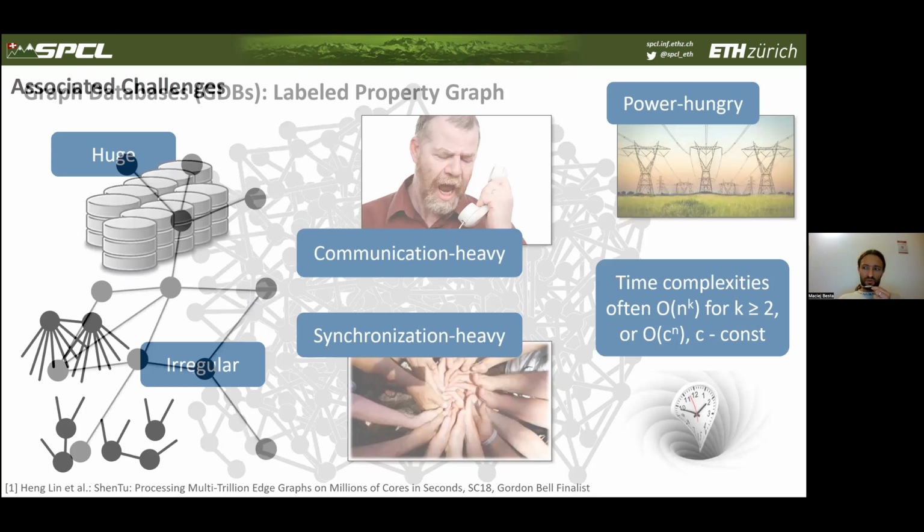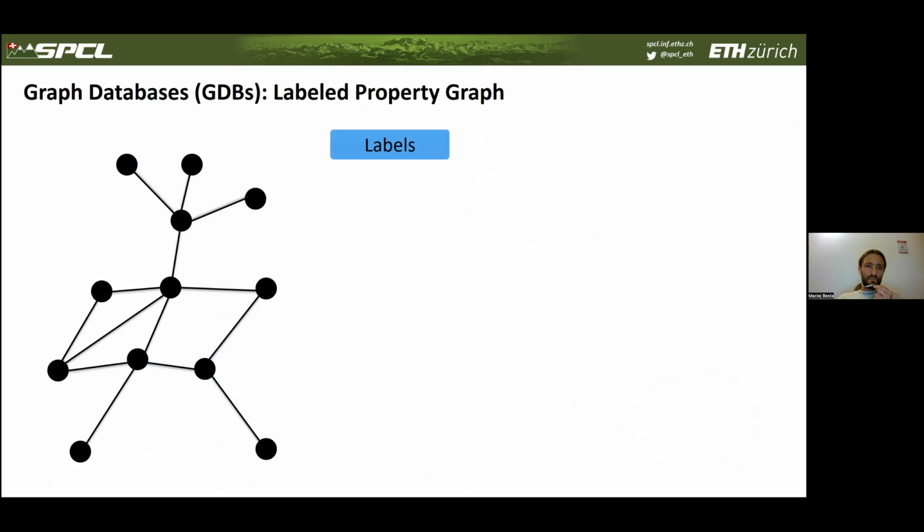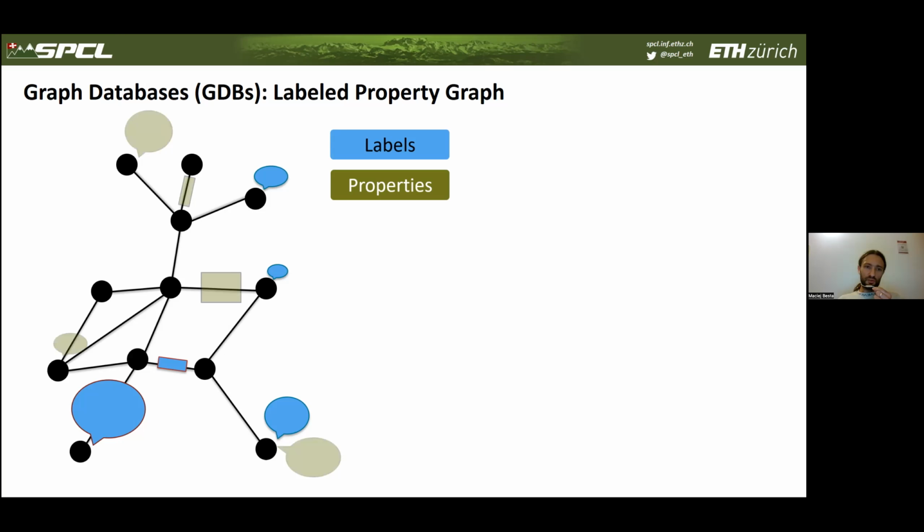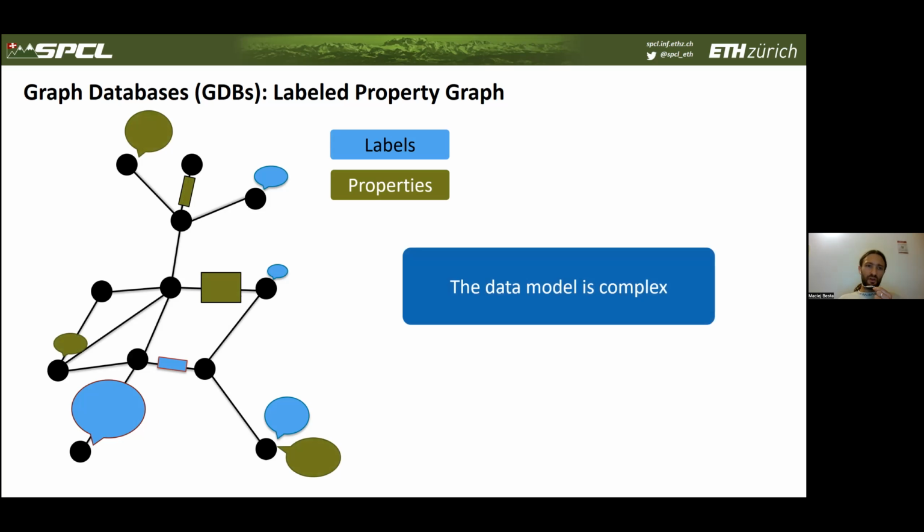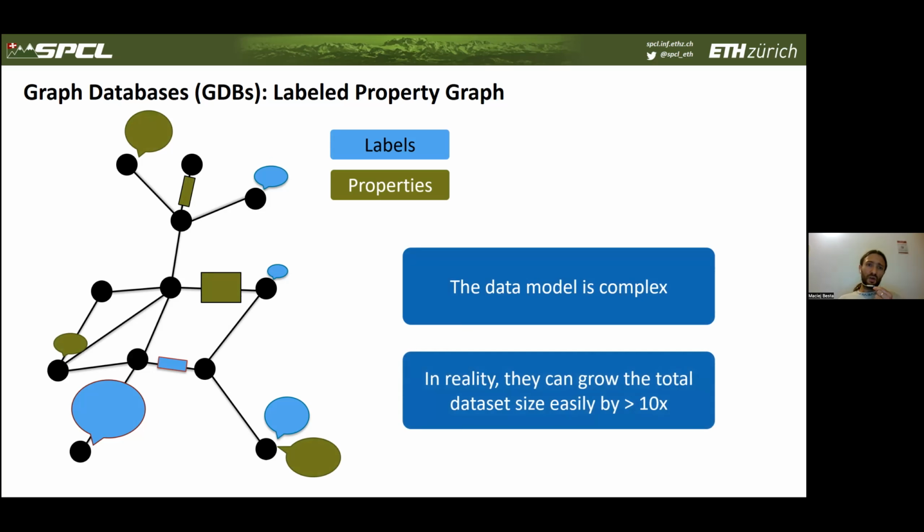Today we are going to speak about graph databases. So on the picture, we can see a plain graph, a model used in different types of graph computations. In graph databases, one of the established models that we use is the labeled property graph, where arbitrary vertices and edges can have attached sets of labels, which are kind of the classes of these entities, as well as properties, which are basically arbitrary key value pairs. Right. So this makes the data model very complicated. And in reality, these graph data sets, because of having these additional labels and properties, can easily grow by more than 10x.